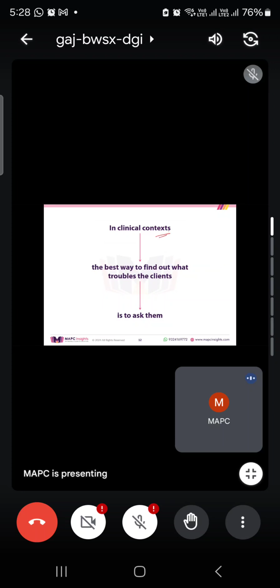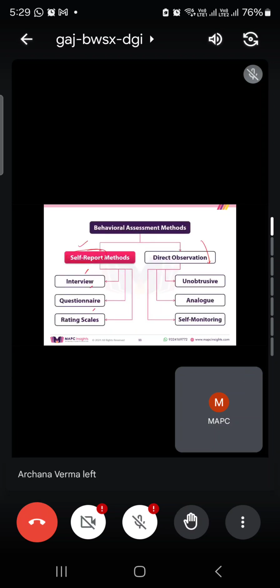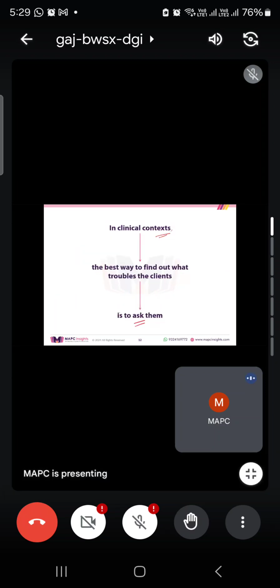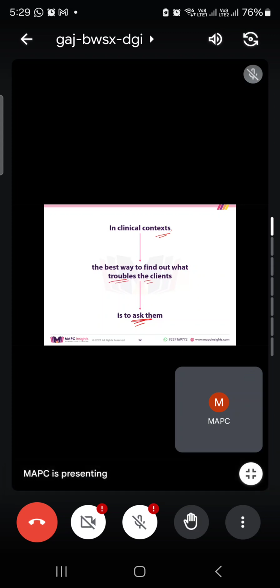In clinical context, the best way to find out what troubles the client, where the client is facing the problem, is to ask them directly: what troubles you most, where is the problem, what is the problem. Self report is the context which undertakes such inquiry. Ask the client directly to find out what troubles the client. That's what a self report is.